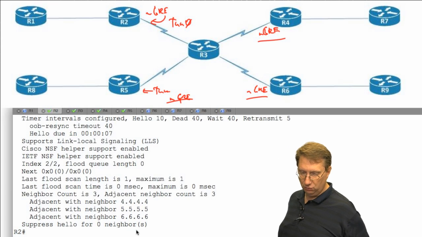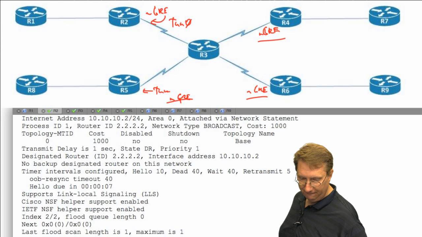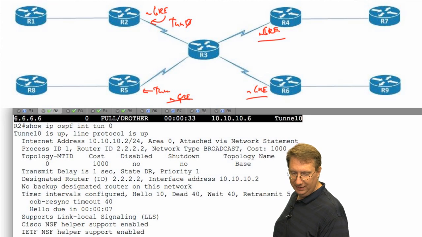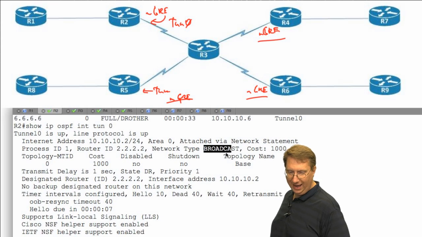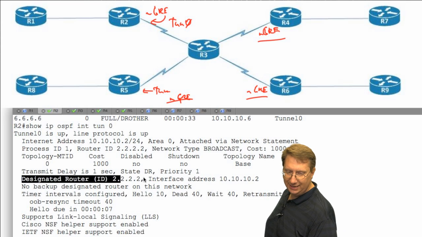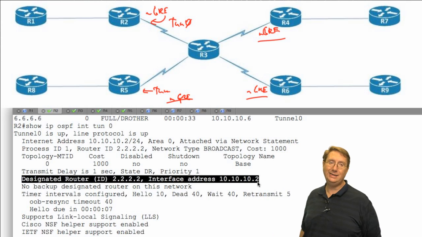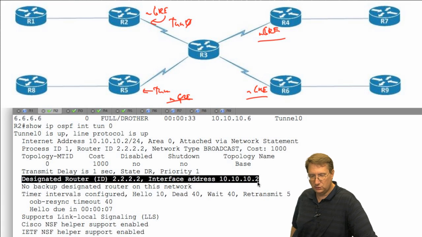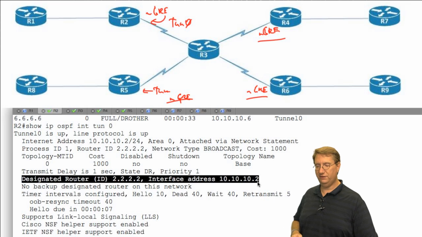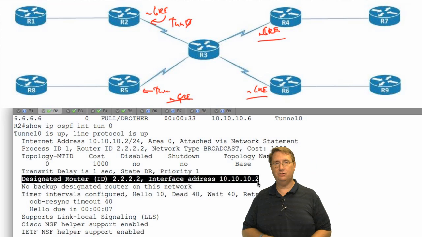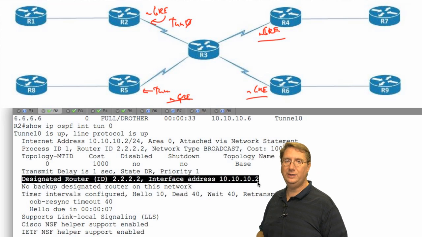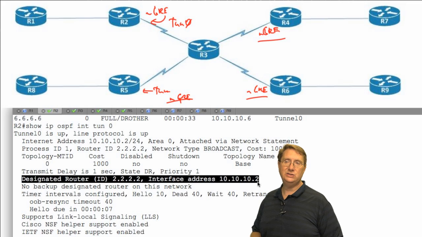And what we're going to see, if we scroll up just a little bit, notice it tells me that my mode is broadcast, and it tells me my designated router ID just so happens to be the router ID of the hub. It's also telling me that it's on interface 10.10.10.2, which tells me it's going to be my tunnel 0 interface. So that means I'm the designated router. Now the important element is that we need to understand which devices are going to be any type of BDRs.